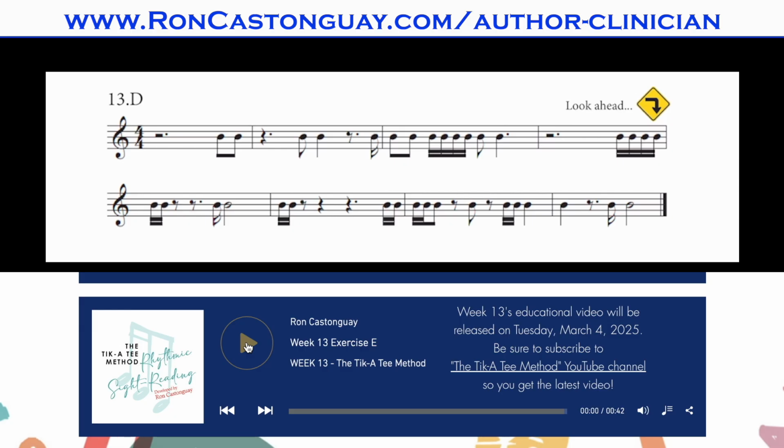So, if you did not play this on your instrument yet, now is the time to do it before you move on to the next exercise or the next concept. And speaking of performances, here is a performance of exercise 13D.